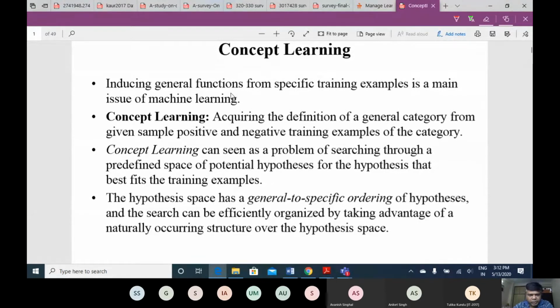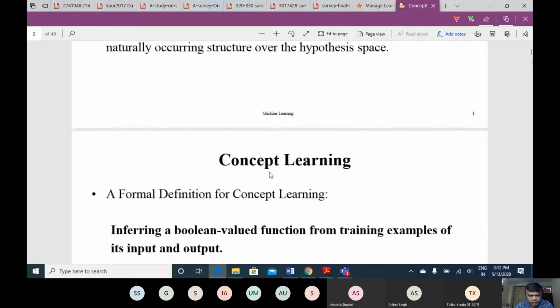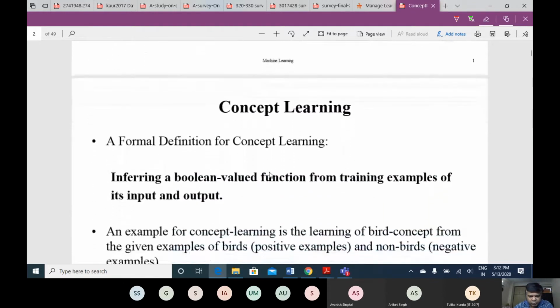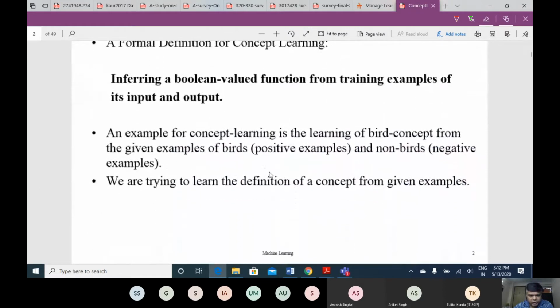Inducing general functions from specific training examples is a main issue of machine learning. Concept learning is acquiring the definition of a general category from given sample positive and negative training examples of the category. Concept learning can be seen as a problem of searching through a predefined space of potential hypotheses. After completing this lecture, you just go through these slides again and you will be in a better position to understand.